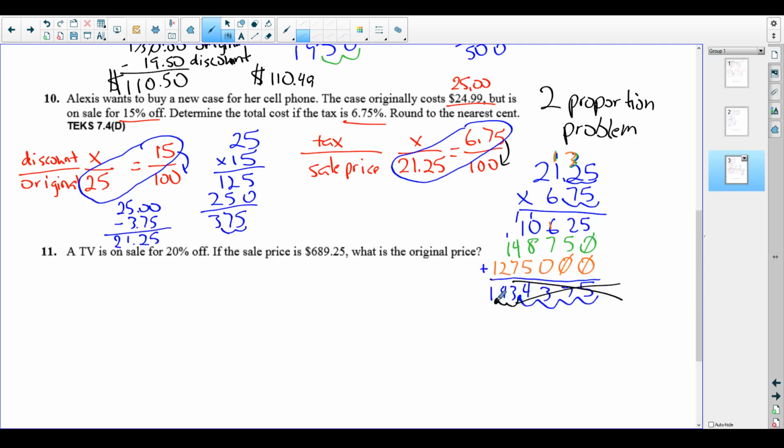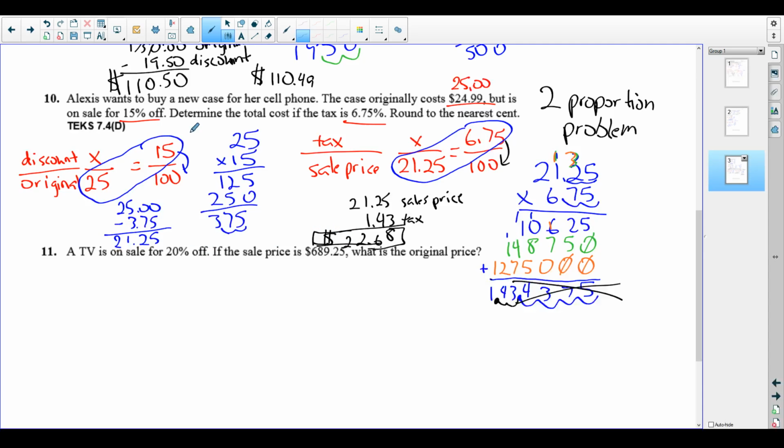So our tax on our cell phone case is $1.43 tax. Plus the sale price, 21.25, gives us a final answer after all of that, $22.68. Oh my goodness, that was tough. But maybe fun if we got it right. Be proud of ourselves. Something.